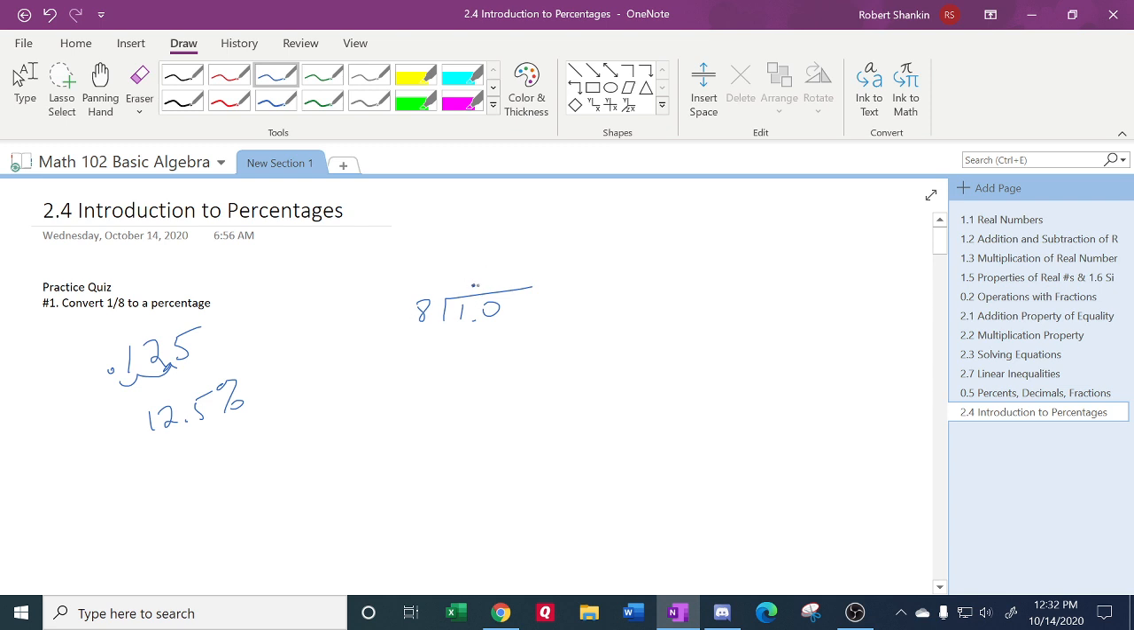The hard way to do it is 8 going into 1, and you bring this up, and so 8 goes into 10 one time, bring this down, and then 2 is 16, and then 8 goes in there 5 times, and you get 0.125 that way. But in either way, we've got to convert it to a decimal first, and then into a percentage.